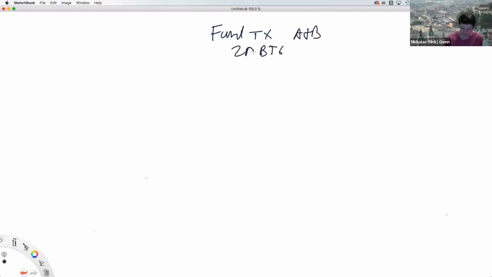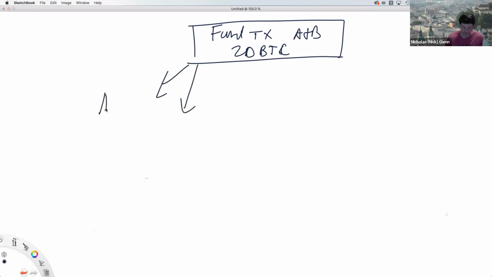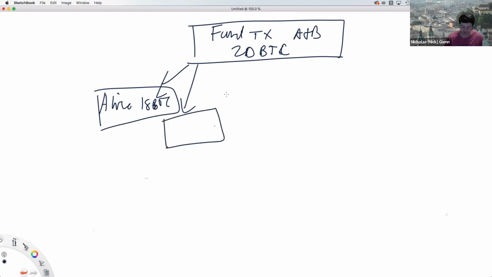All right. Let's say we had the funding transaction for Alice and Bob is 20 Bitcoin. Okay. So they're doing this one transaction, like we said. Alice is sending 2 Bitcoin to Bob. So she would get 18 sent to her address, and 2 would be sent to Bob's address.